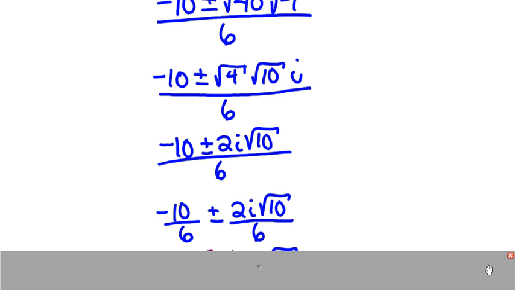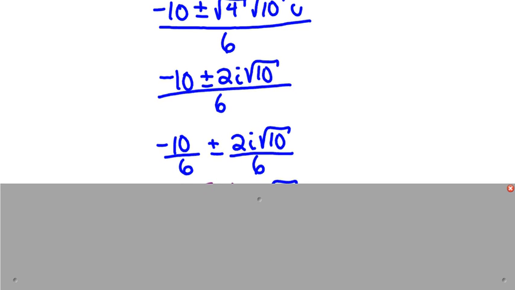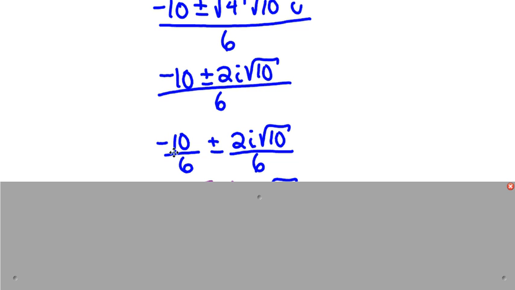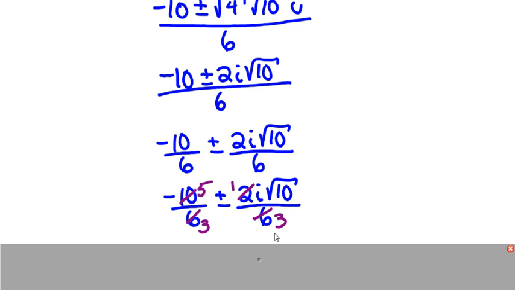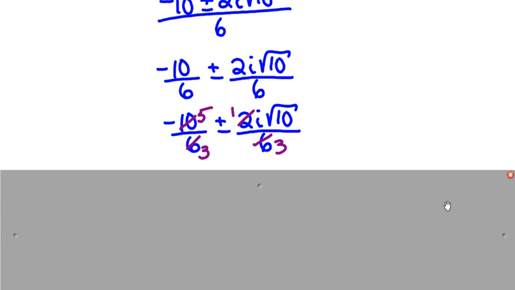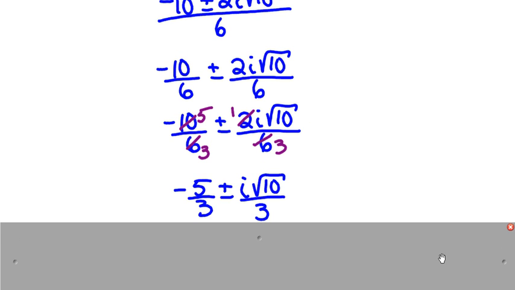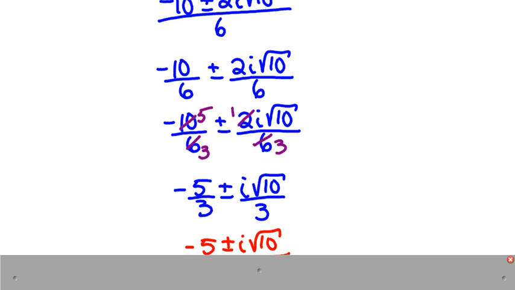Well, 10 and 6 have a common factor of 2, so that would simplify to negative 5 thirds. And here, with the exteriors, we have a common factor of 2 again, so it would be i square root of 10 over 3. They both have a common denominator of 3, so instead of having it as 2 separate terms, we could write it as negative 5 plus or minus i square root of 10, over 3.